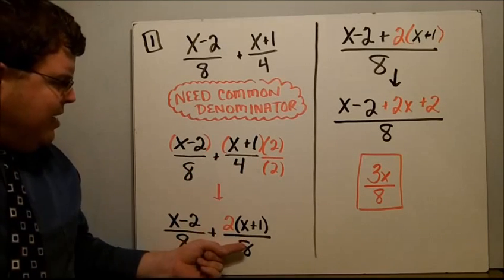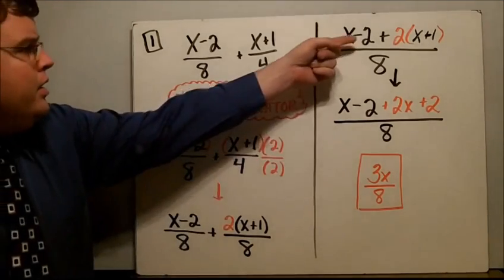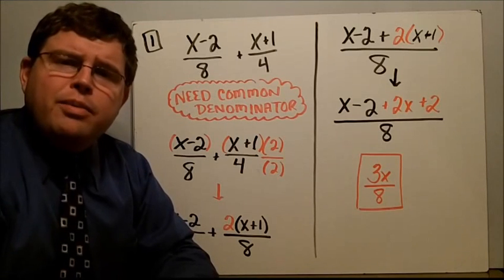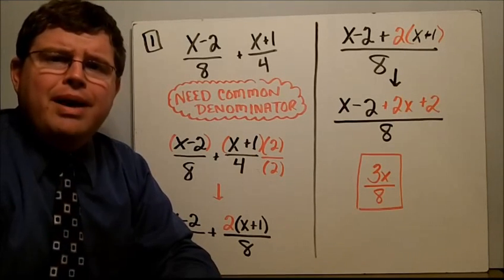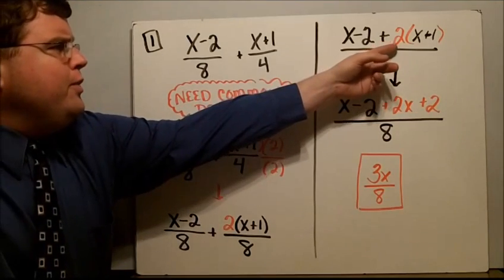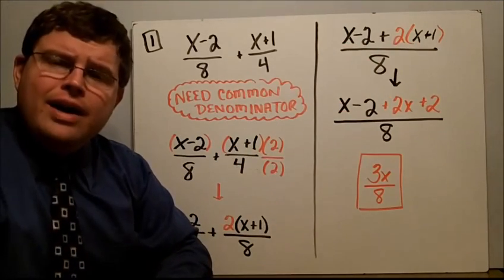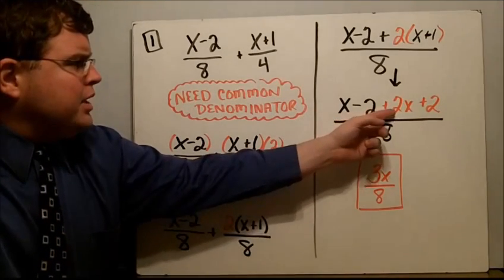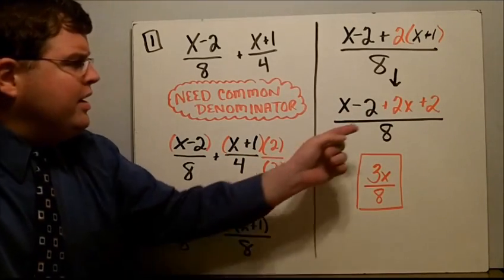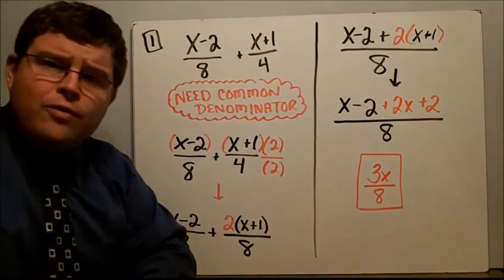Once I have my common denominator, now I'm going to write everything as one fraction. I have x minus 2 plus 2 times (x plus 1). Now there is a little bit of work to be done here. I have to begin by distributing, and then I can combine like terms. I distribute the 2, that gives me 2x plus 2 in addition to what I already had. Now I combine my like terms, x plus 2x is 3x, minus 2 and plus 2 cancel each other out, and 8 on the bottom. So the sum of these two fractions is 3x over 8.